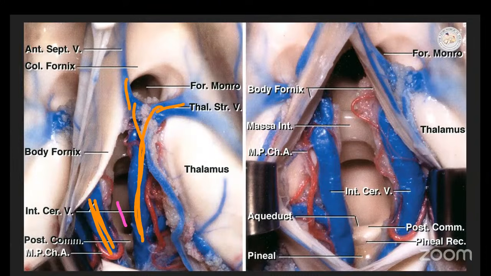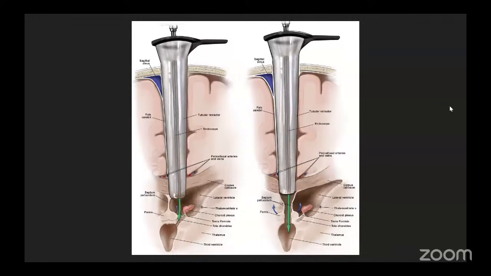Can somebody briefly go over the pros and the cons of transforaminal approach versus interfornical approach? We are going to cover the lateral ventricle approaches after we are done with anatomy, by the way. So this is the corridor, and this is how we go.